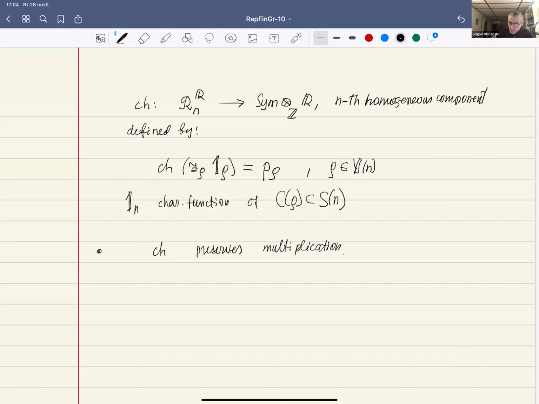So, I proved that our characteristic map preserves multiplication. Which means that this multiplication corresponds to multiplication of symmetric functions.